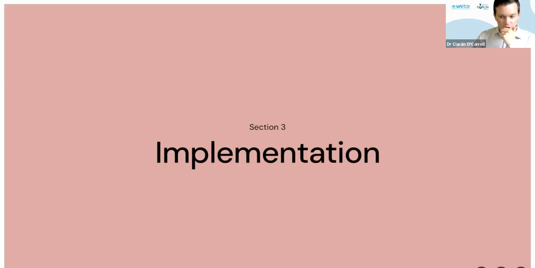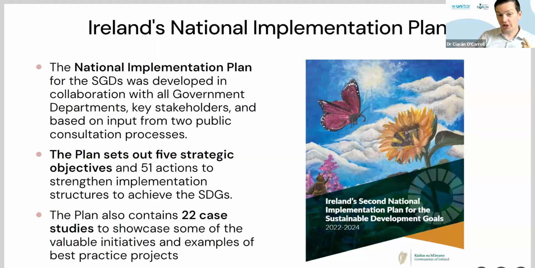Okay, so I want to share with you some examples of implementation. What does this look like in reality? Well, at the country level, again, using Ireland as an example, we have a national implementation plan. The government of Ireland has put together a plan to implement the UN SDGs. It is in collaboration with all government departments, stakeholders, business, education, anyone you can think of who's invested in Ireland, and input from 2 public consultation processes.